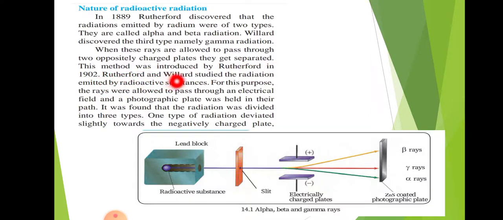So Rutherford and Williams studied the radiation emitted by the radioactive substance. For this purpose, what happened? The rays were allowed to pass through the electrical field. Here you can see, okay, and the plate. Okay, so it was found that the radiation gets emitted in 3 types.